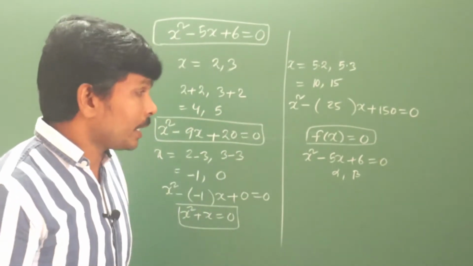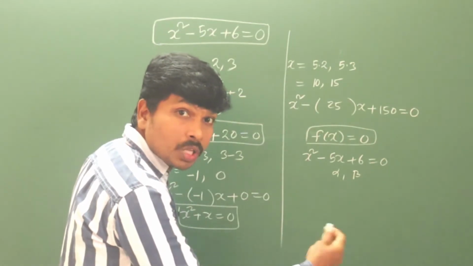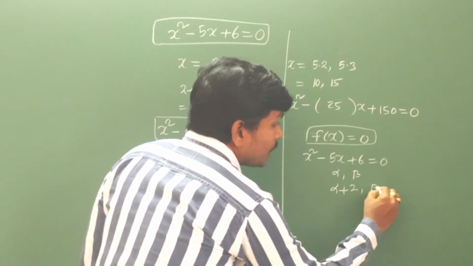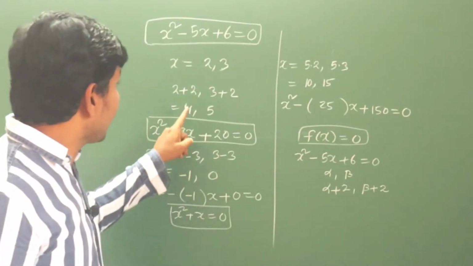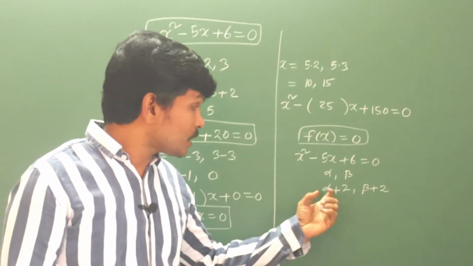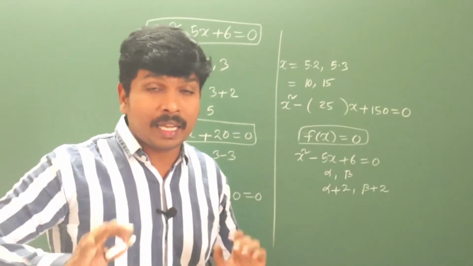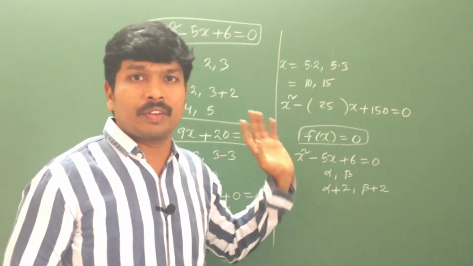Now my question is, find the quadratic equation whose roots are alpha plus 2 comma beta plus 2. That means the roots are increased by 2. So this we have to find out. In fact, roots are nothing but x values only, no? Those x values satisfy this equation.